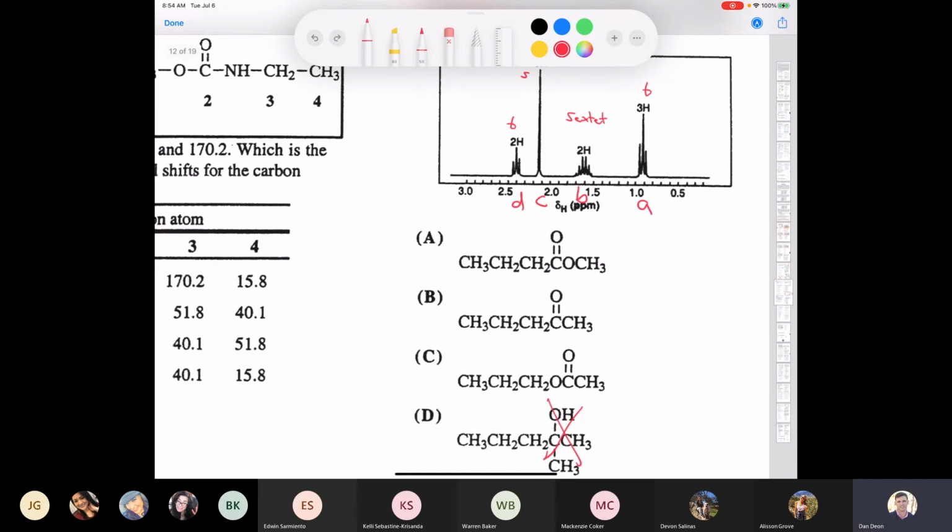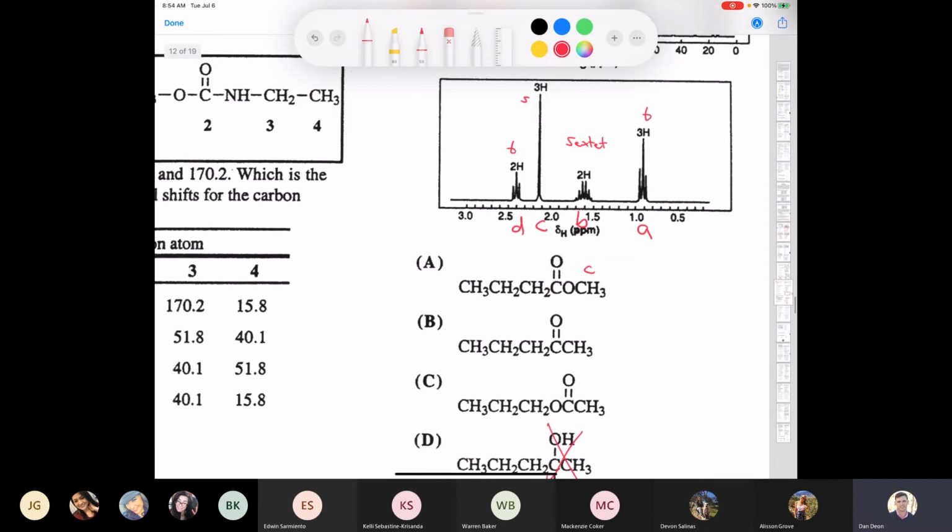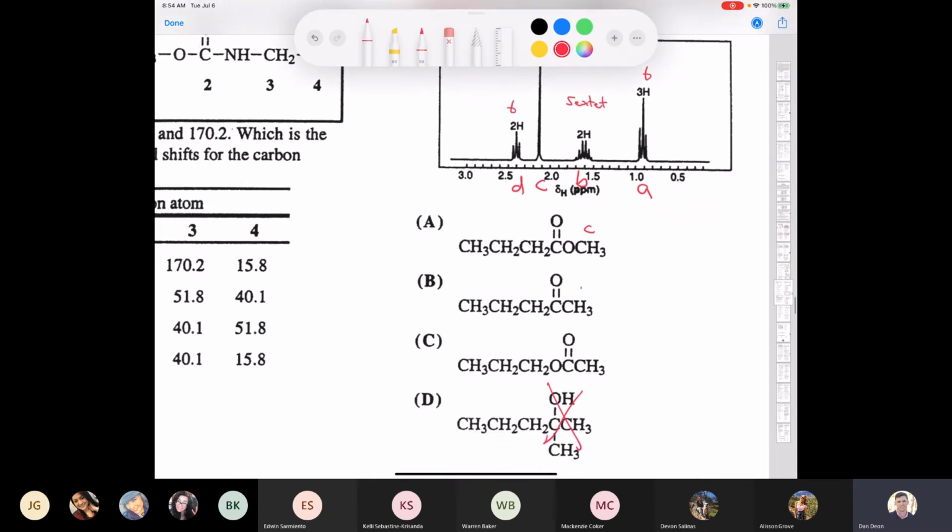Or sorry, this would give you a C signal, right? A singlet that integrates for 3 protons. This would, and this would. And so what we're going to have to do is use chemical shifts in order to determine which one is the correct compound. So let's start with A, okay?